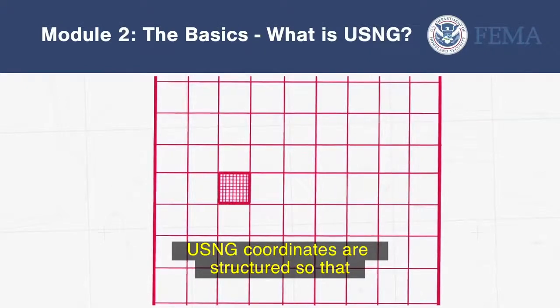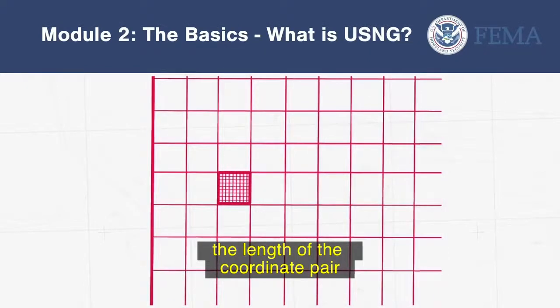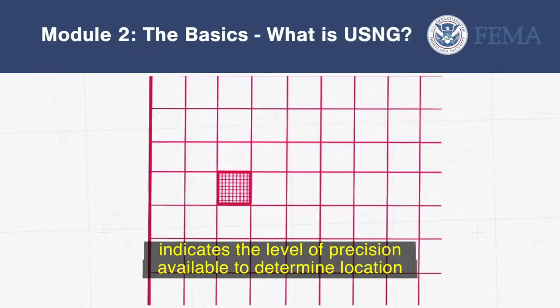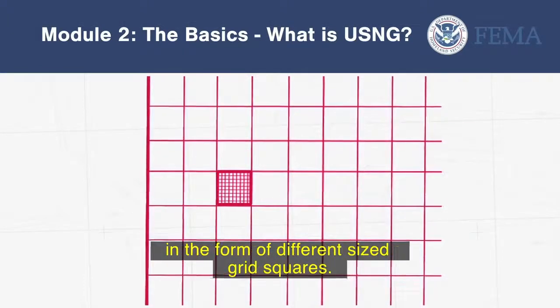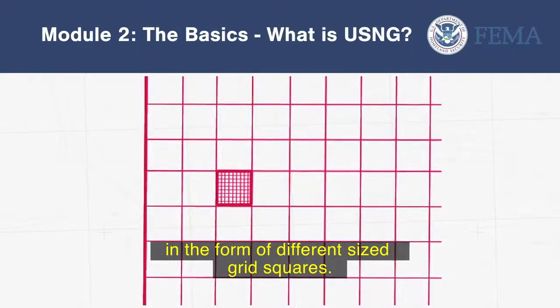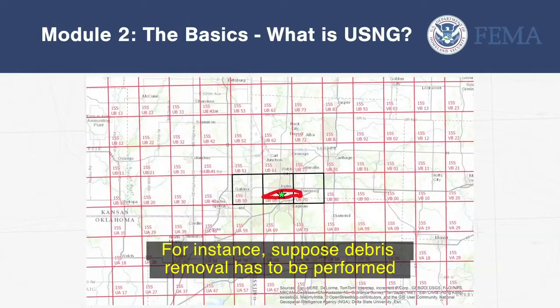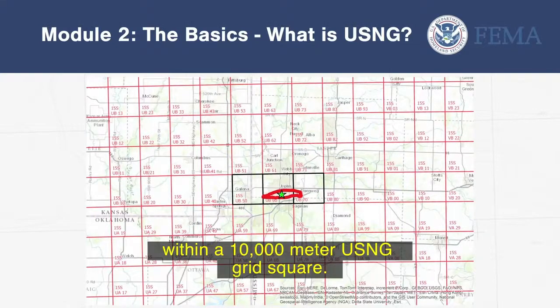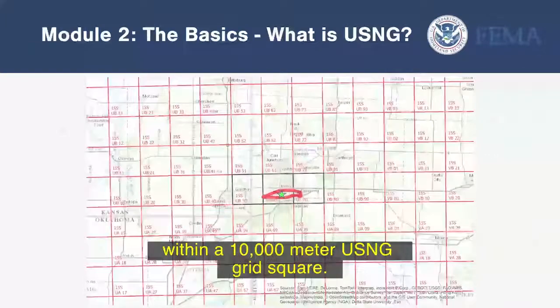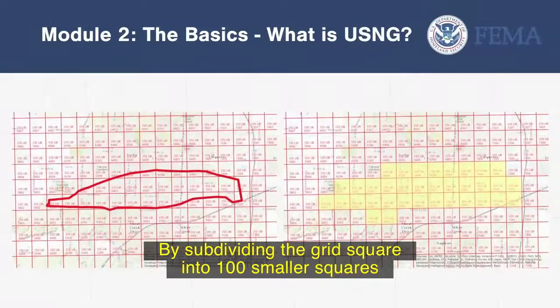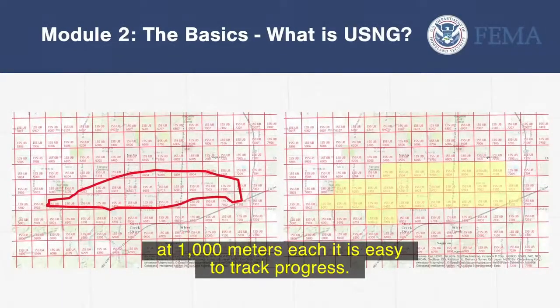USNG coordinates are structured so that the length of the coordinate pair indicates the level of precision available to determine location in the form of different-sized grid squares. Decision makers can use this to their advantage. For instance, suppose debris removal has to be performed within a 10,000-meter USNG grid square. By subdividing the grid square into 100 smaller squares at 1,000 meters each, it is easy to track progress.